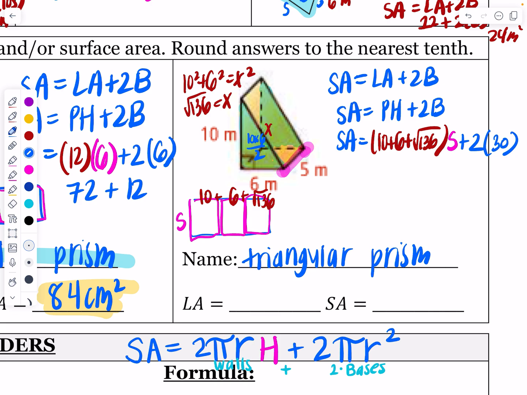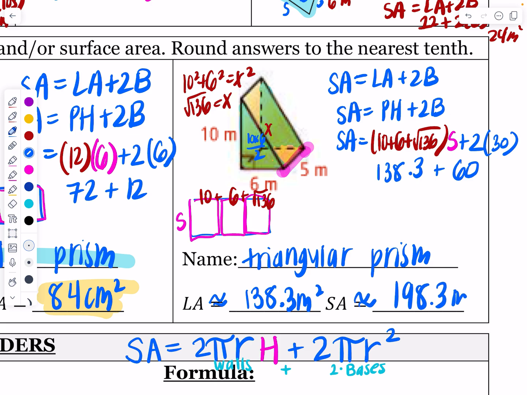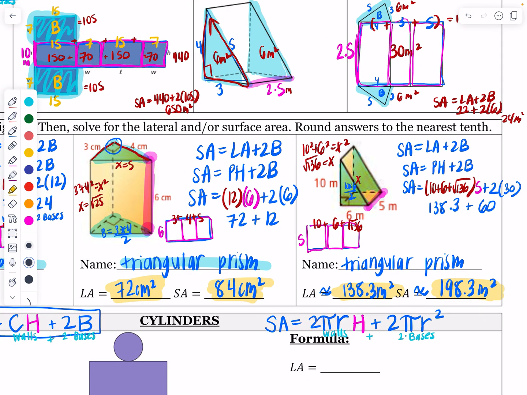So my surface area, or my lateral area, my wall, is going to be about 138.3. And I'm going to add to that 60. So it's about 138.3 meters squared of walls plus the 60 meters squared of bases is going to give me about, I'm going to round it, 198.3 meters squared of surface area. There's my lateral area, my walls, and there's my surface area in total whenever we add our 2 bases.